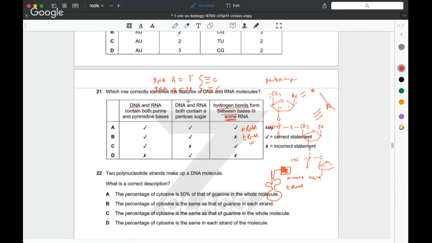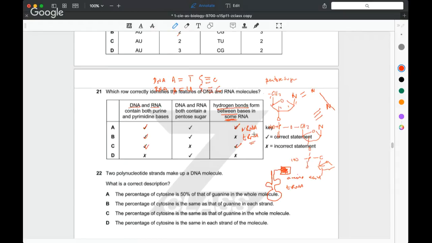So which row correctly identifies features of RNA and DNA molecules? Well, we know that's true, and that's true. If we look at the other comments, DNA and RNA both contain purine and pyrimidine bases. Well, that's true, isn't it? Because these bases up here are either derived from purine or derived from pyrimidine. So that's right. And our last comment here, DNA and RNA both contain a pentose sugar.